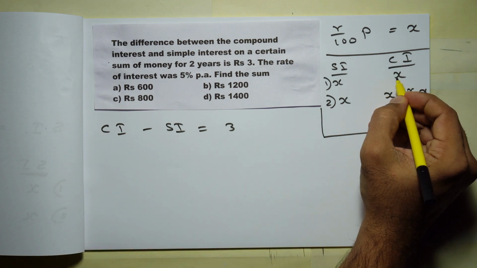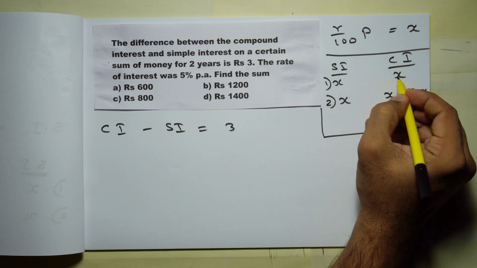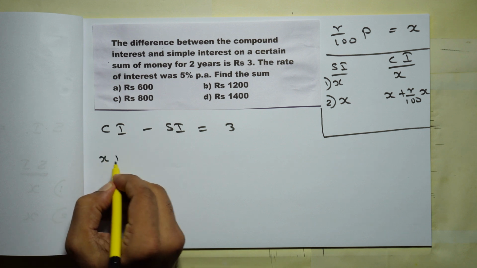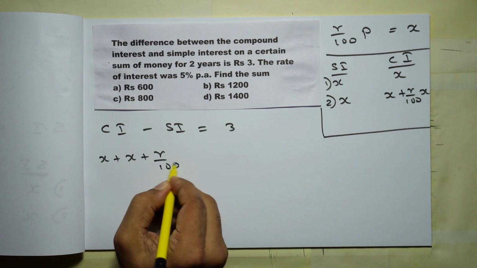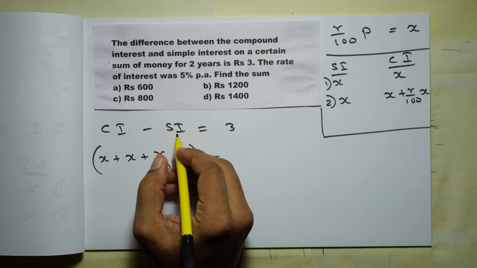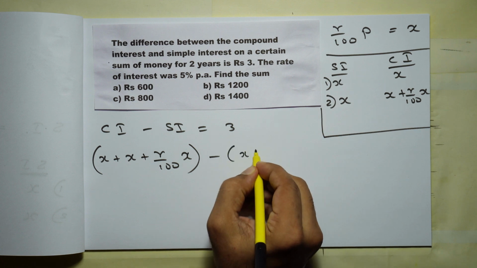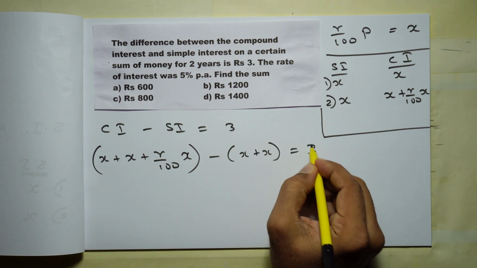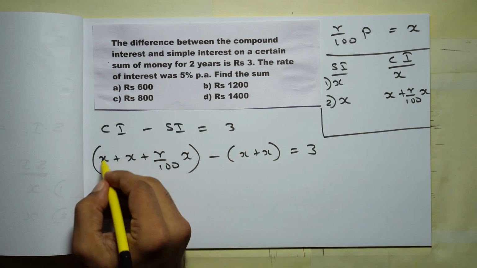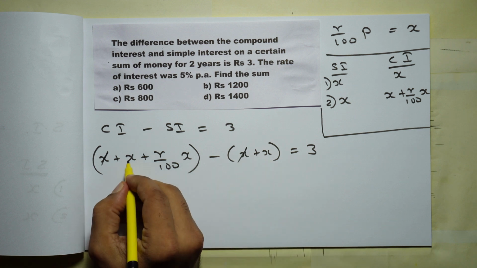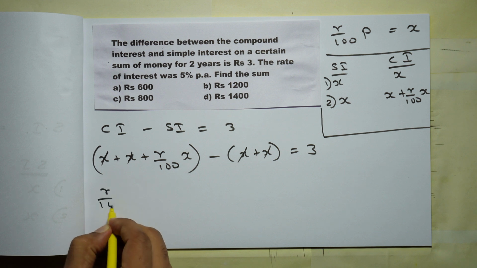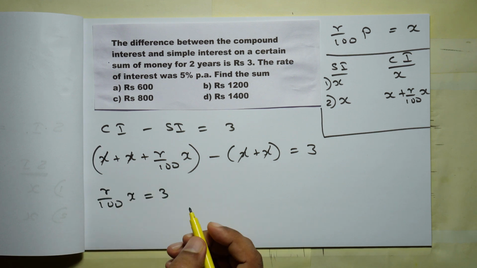First we'll calculate the compound interest for 2 years. This is first year's compound interest, this is second year's compound interest. So compound interest for 2 years is x plus r percent of x, minus simple interest for 2 years, that is x plus x, and that difference is equal to 3. We'll solve it. Here x and minus x will cancel out, so what remains is r percent of x is equal to 3.